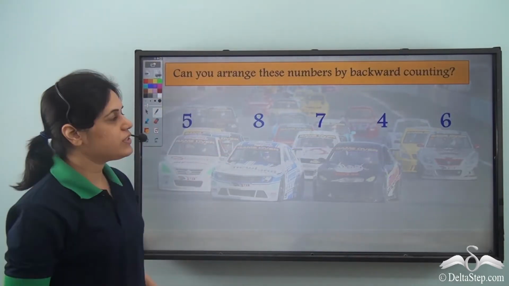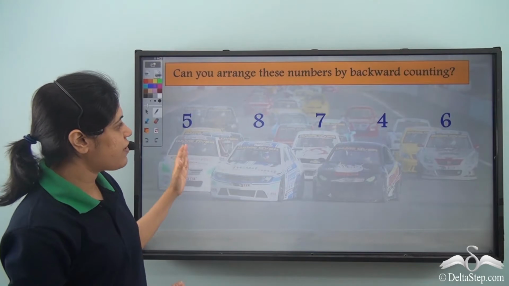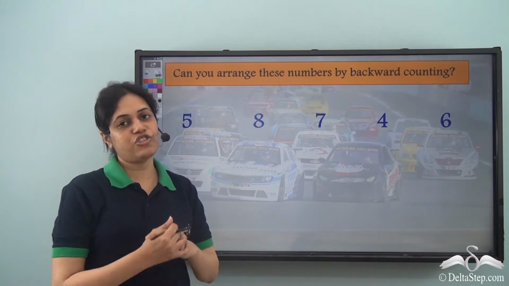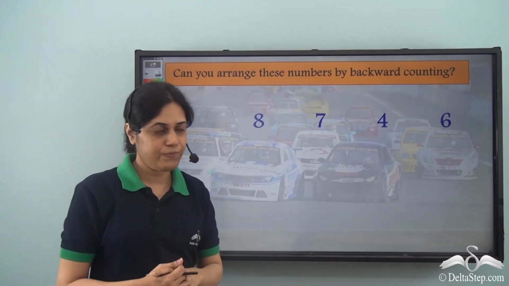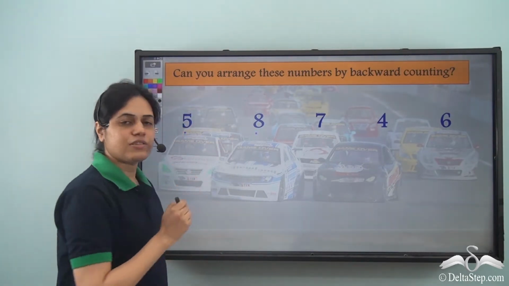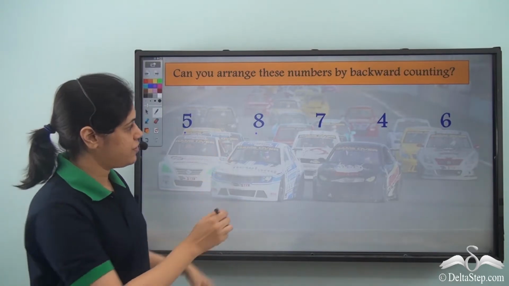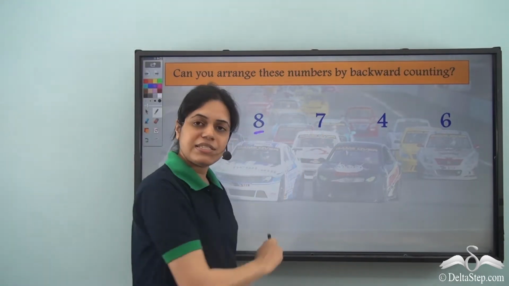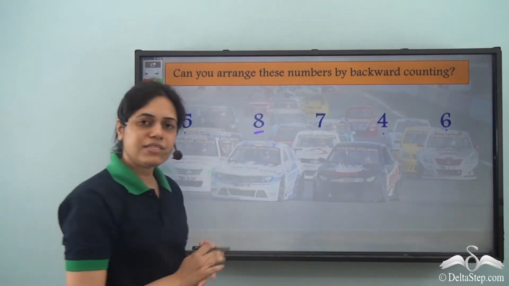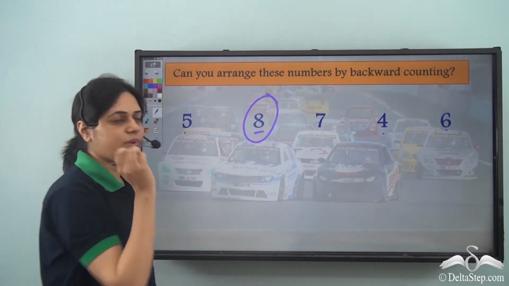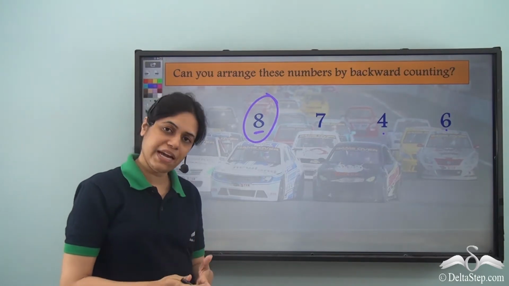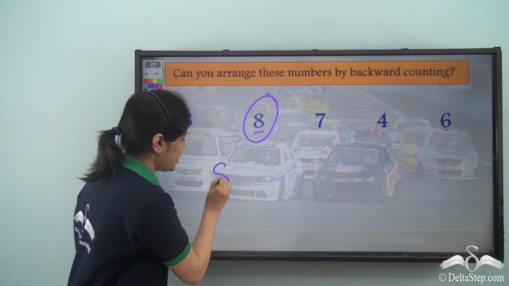So let's try it out with this set of numbers. So we have 5, 8, 7, 4 and 6. So the first step is trying to find the largest number. So let's compare 5, 8. 8 is greater than 5. Now 8 is greater than 7 as well. 8 is greater than 4 and 8 is greater than 6. So 8 is my largest number. So I will start my backward counting from 8. So let's start with 8.